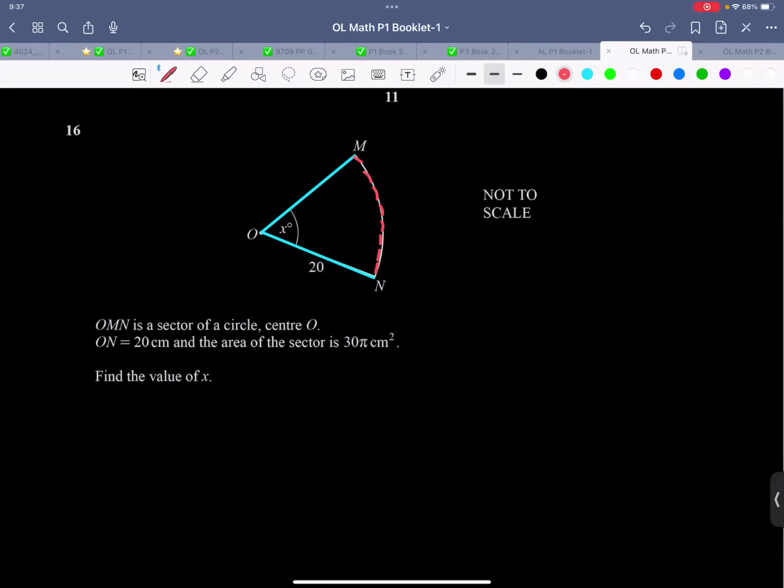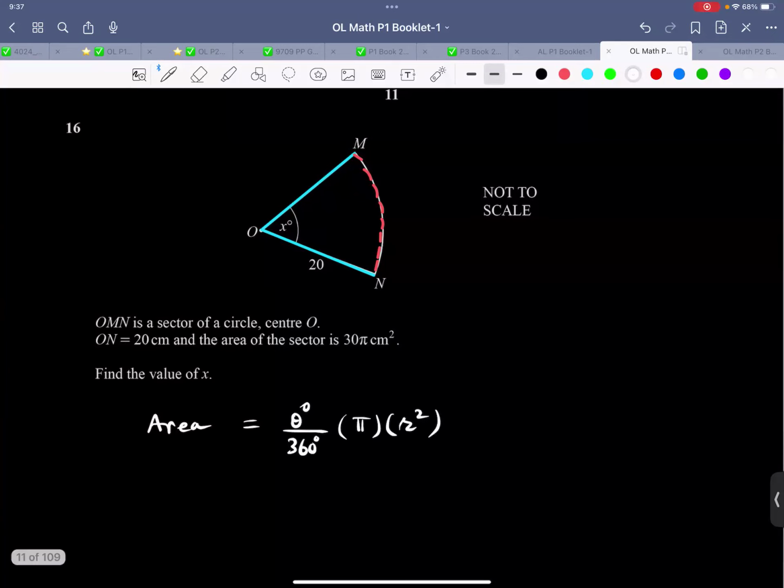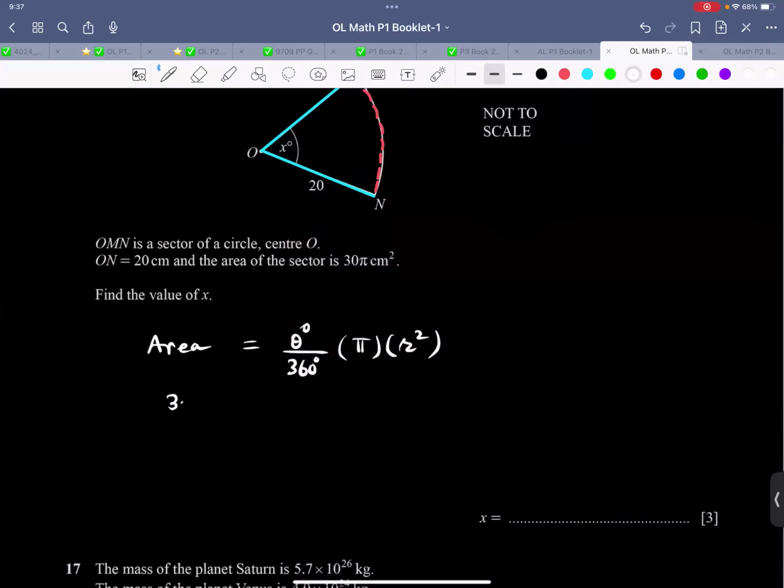So now what's the area formula? Area is theta over 360 degrees into pi into r square. Area is 30 pi. X is what we are looking for. X is that angle, x degrees. 360 degrees is there. Pi is there. And the radius is 20 square, 20 into 20.